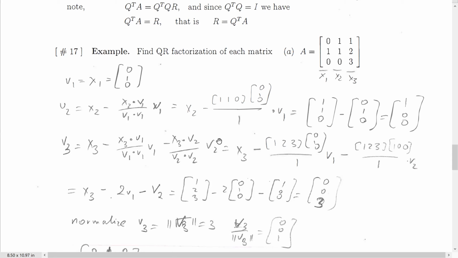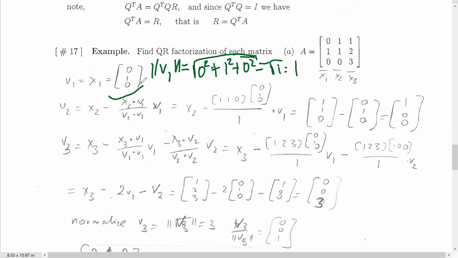We would need to check the length. We can see that this length is 1, this length is 1, but this length is not 1. So we need to normalize it. I can show you how we would check the length now. So the length of v1 is the square root of 0 square plus 1 square plus 0 square, and this square root is equal to the square root of 1, which is 1. So the v1 vector has length 1. Also, this vector, which is the v2 vector, also has length 1.